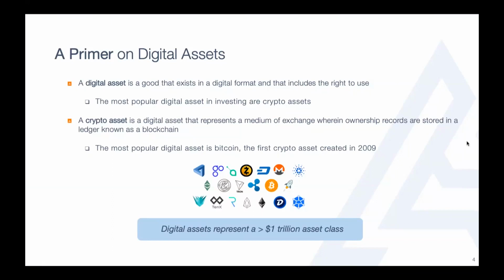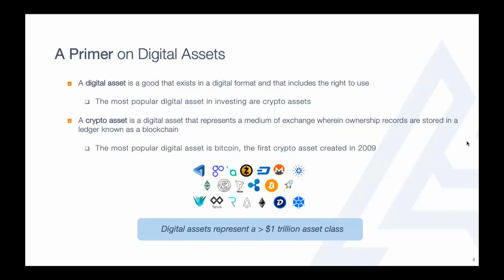Next thing I want to touch on, just a basic primer on digital assets. So many people ask, what is a digital asset? Well, it's just a good that exists in digital form. It's not tangible from a physical perspective, but includes the right to use. Now, you think of digital assets, most popular being cryptocurrencies. However, NFTs, non-fungible tokens, those are becoming popular, or things that aren't on a blockchain, such as intellectual property, royalties, music, digital music, etc.